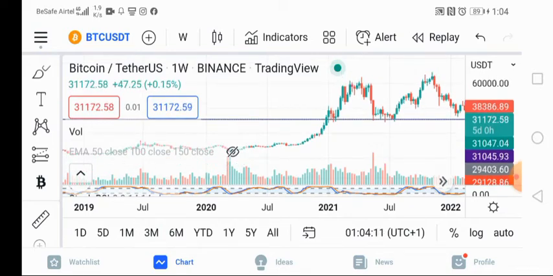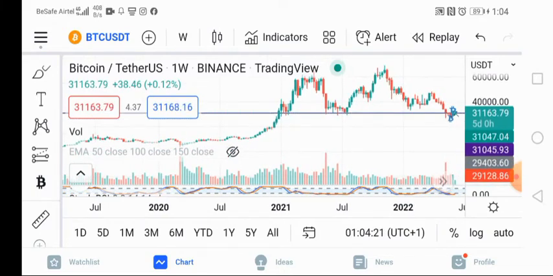I'll make sure that the momentum of the market has shifted from bearish to bullish before I buy. Then the worst mistake you can make is when you buy, you don't take profit. This is crypto. Always take profit. When you don't take profit, you have not gained.